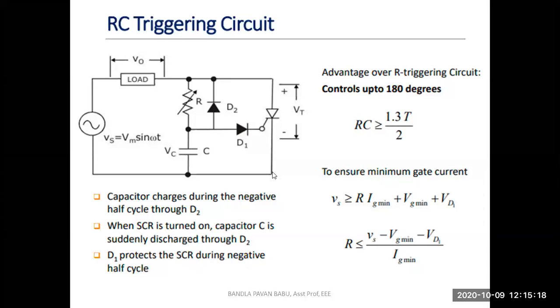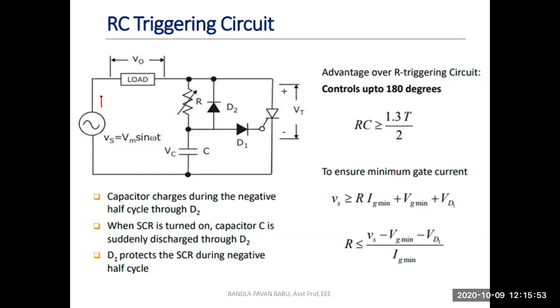So what is our objective? What we are going to perform here is to make the SCR go from off state to on state, and how the control is achieved. All these things we have to justify. In this circuit, the capacitor charges during the negative half cycle through D2. See, when it reaches the negative half cycle, for the positive half cycle anyhow this is the same. I'll mention the direction.